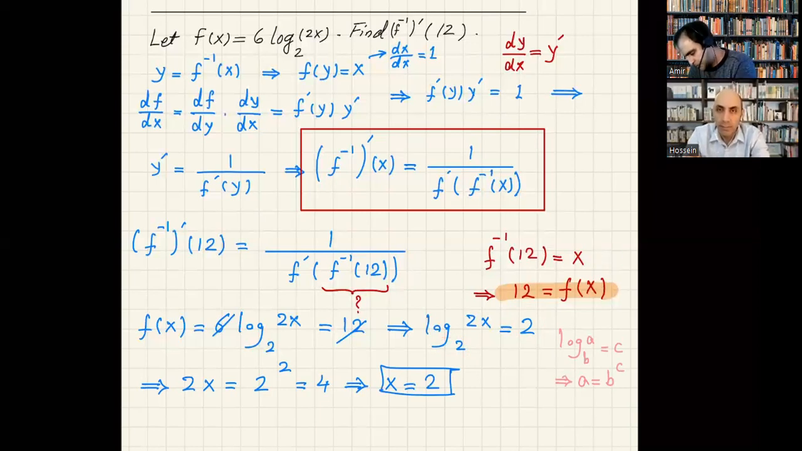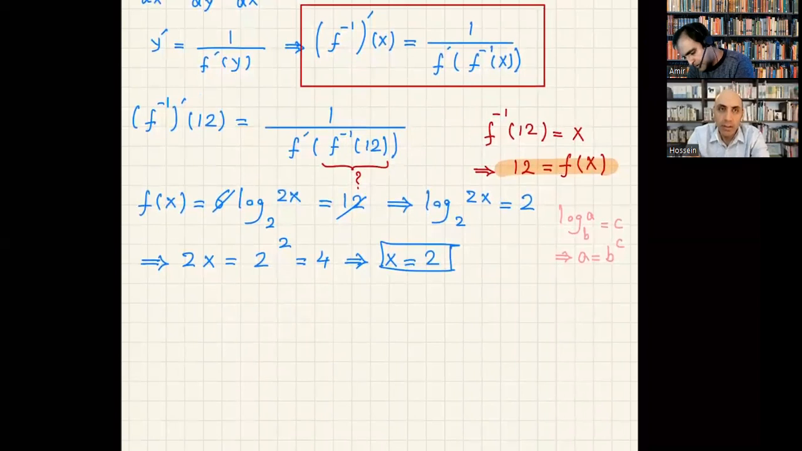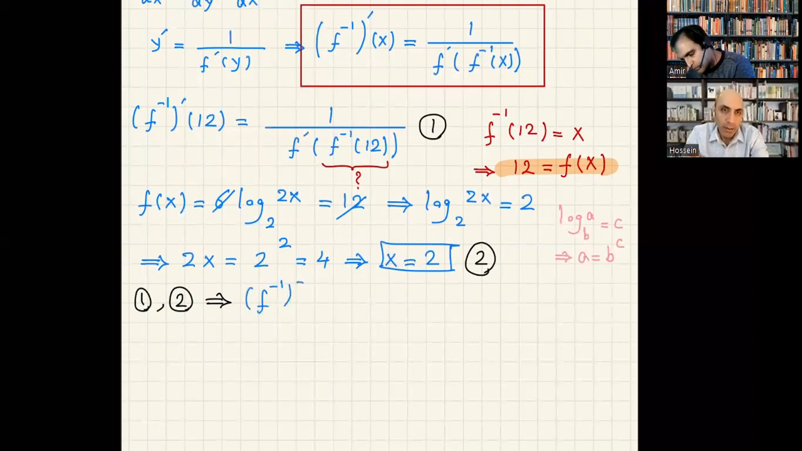Right. So you can put that back into the equation. If I call this equation 1 and this 2, based on 1 and 2, I get the derivative of f inverse at 12 is equal to 1 over f prime of 2. So this is the 2 that we just obtained here.